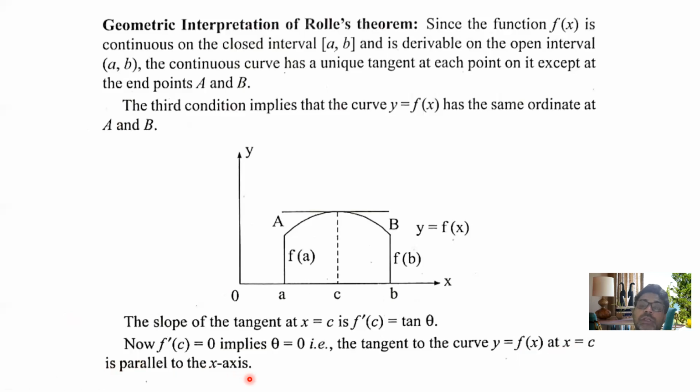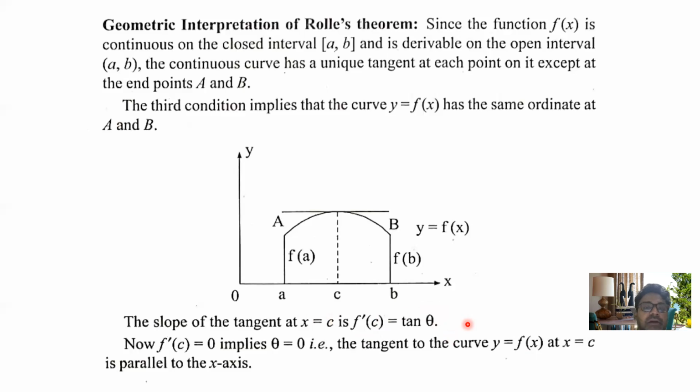So that means the geometric interpretation is that the tangent to the curve y is equal to f(x) at x equals to c is parallel to the x-axis based on Rolle's theorem, because f'(c) is equal to 0. If f'(c) is equal to 0 means tan theta is equal to 0. Tan theta is equal to 0 means theta is equal to 0 degrees. Okay, so this is the geometrical interpretation of Rolle's theorem.